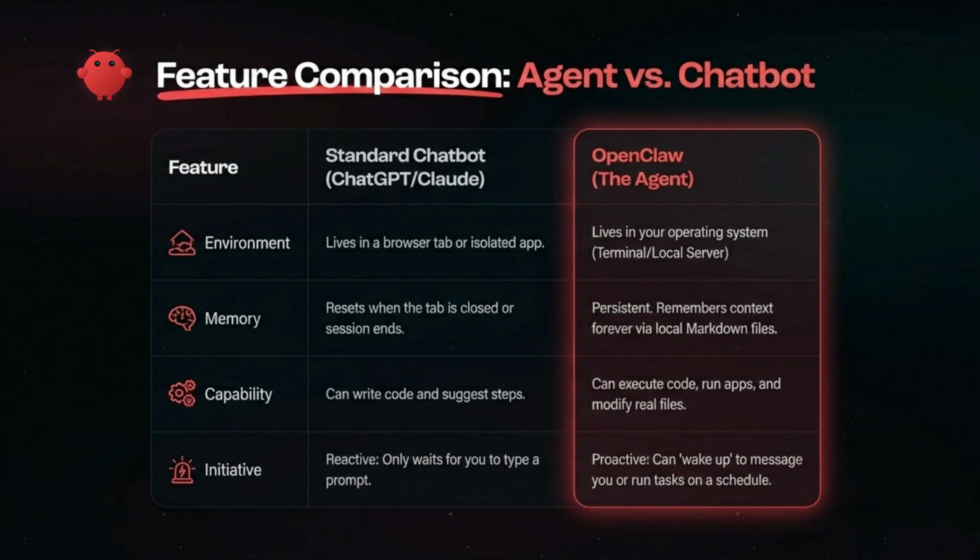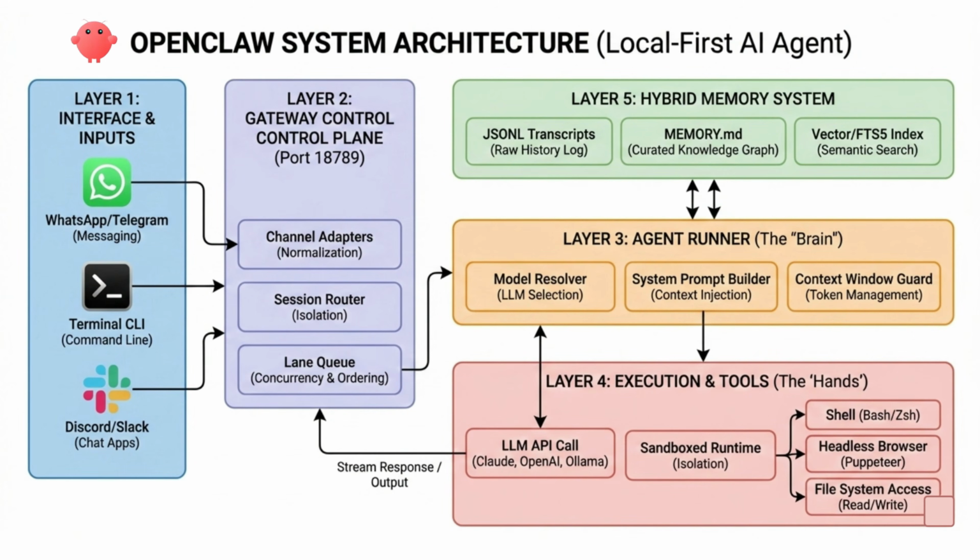Unlike standard chatbots like ChatGPT or Claude, which only react and forget when the session expires, OpenClaw runs locally on your machine, remembers your context and preferences, executes commands, apps, and files, and acts proactively, even messaging you first. Now we will discuss the high-level architecture diagram.